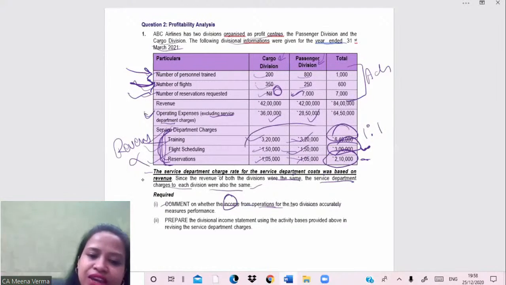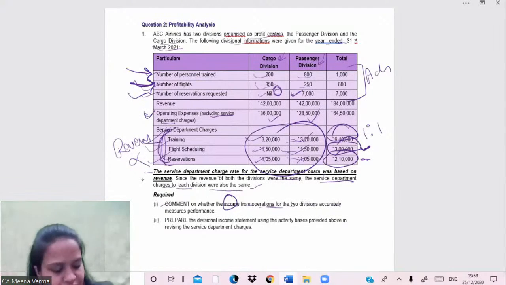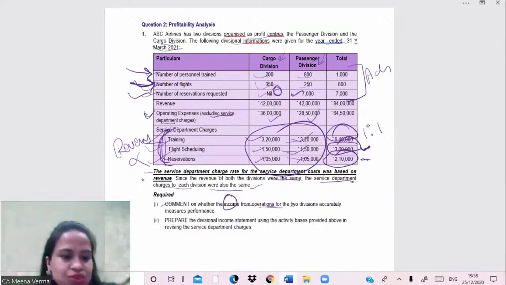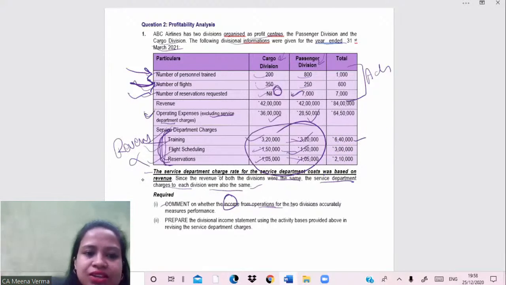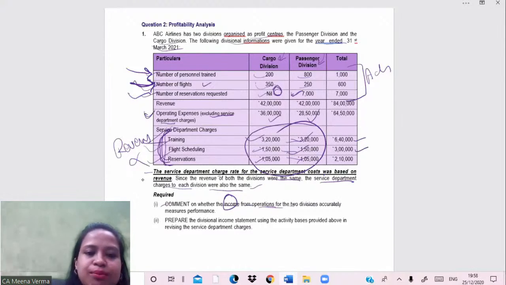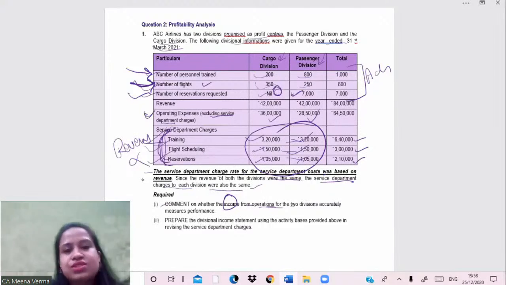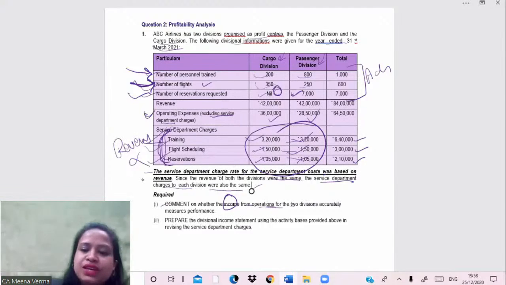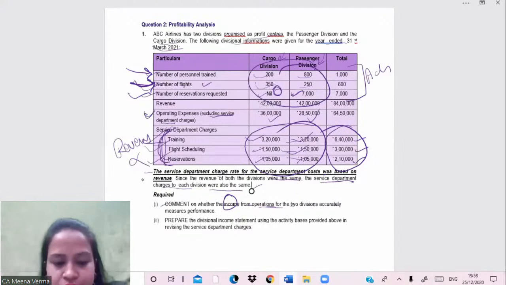So it means that the way they have apportioned this cost is not correct, and that is why the profit will not be correct. We should not apportion these costs on the basis of revenue. We should apportion them on the basis of the activity to which they are actually related. For example, training is related to the number of persons trained. Similarly, the flight cost is related to the number of flights. Similarly, the reservation cost is related to the number of reservation requests. On the basis of these, you can apportion these three costs and find the profit.